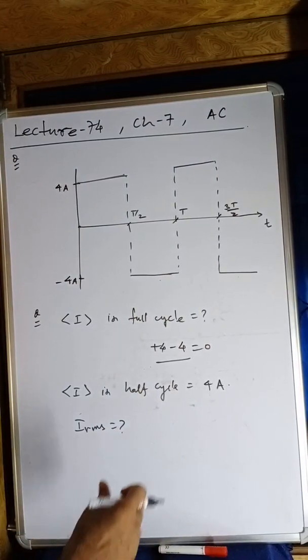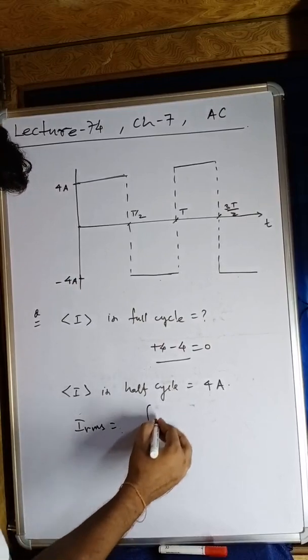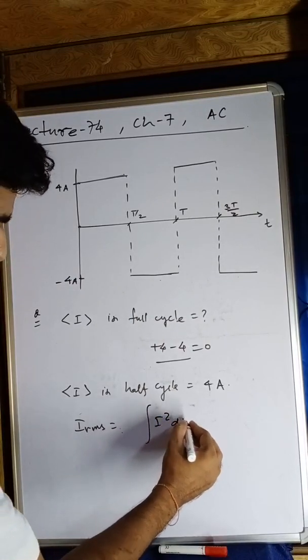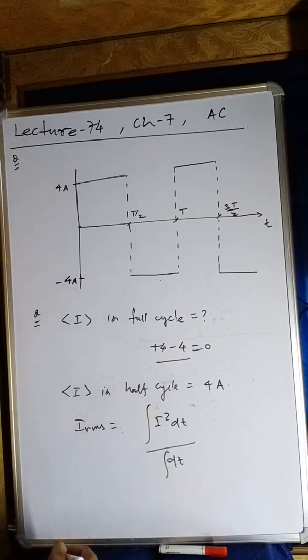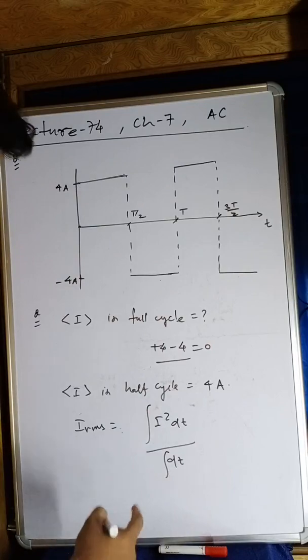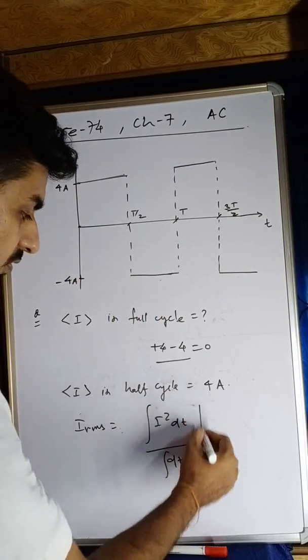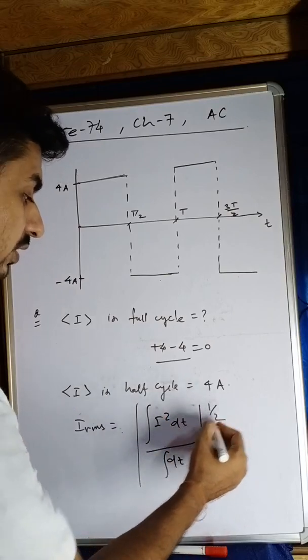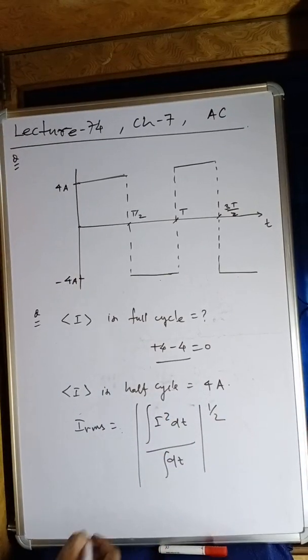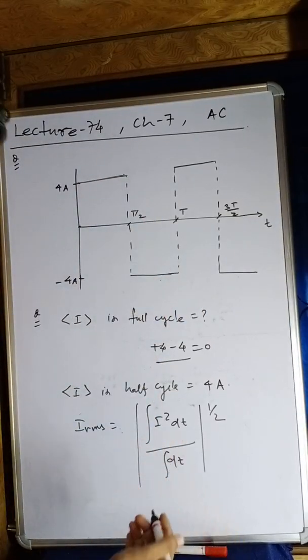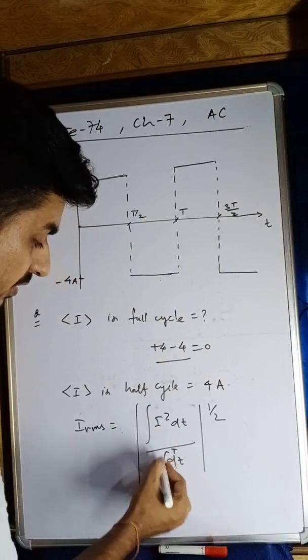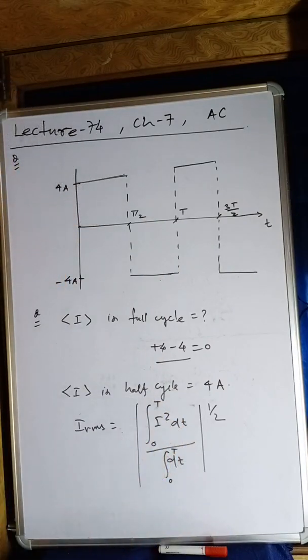Okay, let me solve. My dear students, the integral of I square dt by dt will give you the square of the average. That is the square of the average. If you take its root, it becomes IRMS. Whether you want it for full cycle or half cycle, you can give the limits here. For full cycle, it becomes 0 to T. You can put that.